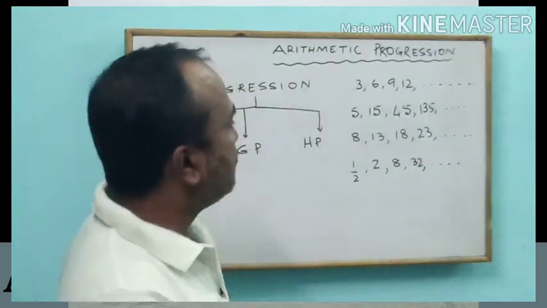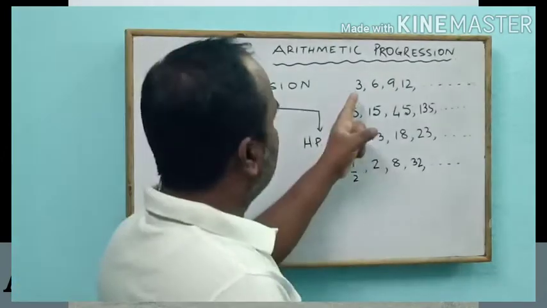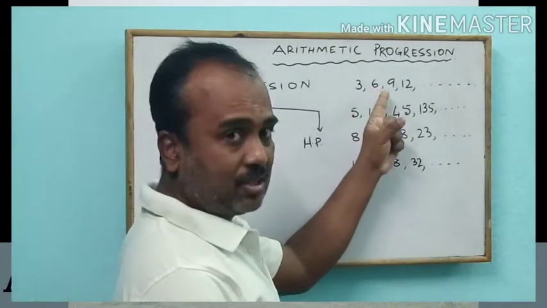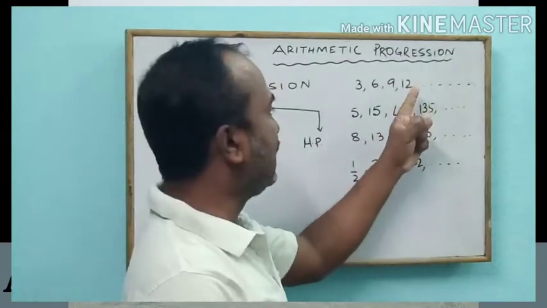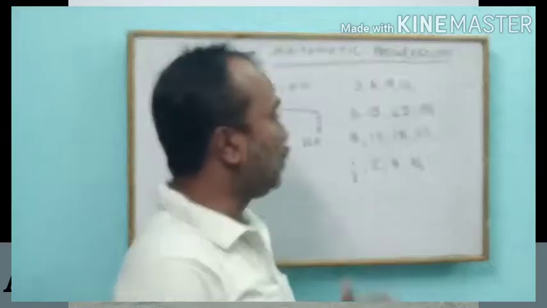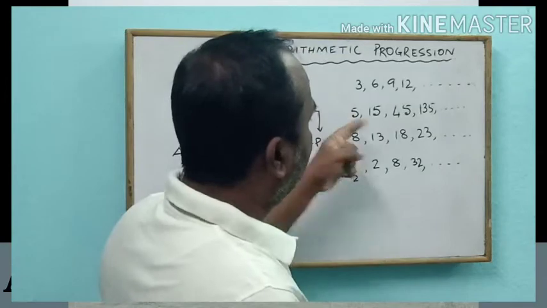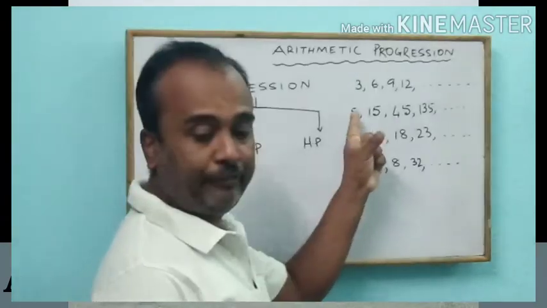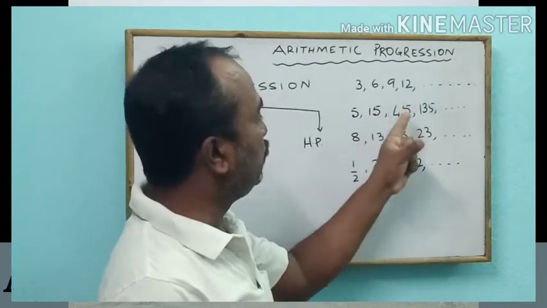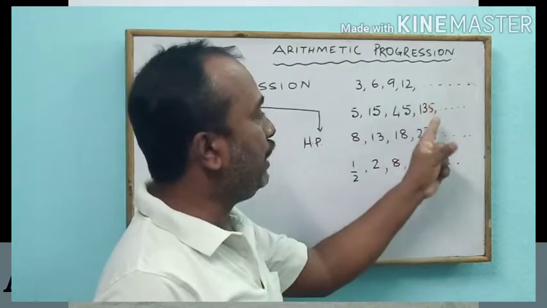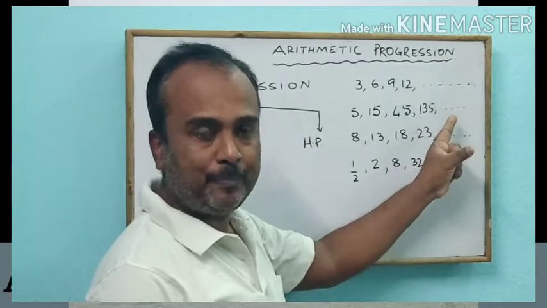For example, let us see these particular numbers that I have selected. 3 plus 3 is 6, 6 plus 3 is 9, 9 plus 3 is 12. Obviously the next number that we can predict is 12 plus 3, that is 15. Here we see, here it is 5, 5 into 3 is 15. Then 15 into 3 is 45. 45 into 3 is 135. And then 135 into 3 is the next number.